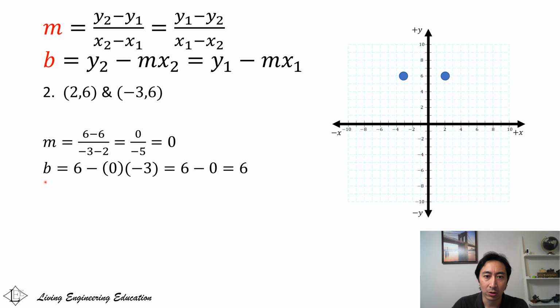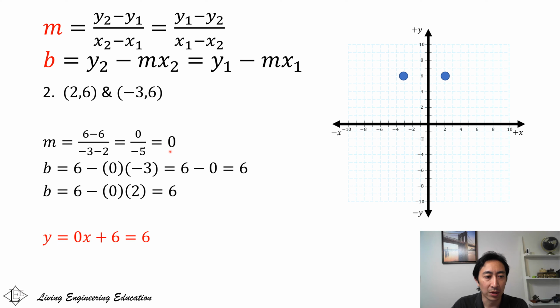Then we get our y-intercept. Even without solving this equation, you might know what the y-intercept already is, right? Since it's a horizontal line, it's going to cross at 6. But let's see if this equation is still consistent. y2 is 6 minus the slope 0 times x2, negative 3. So that's going to give me 6 minus 0. Same thing for point 1. If I use point 1, I get y1, which is 6, minus the slope, which is 0, times x1, which is 2.